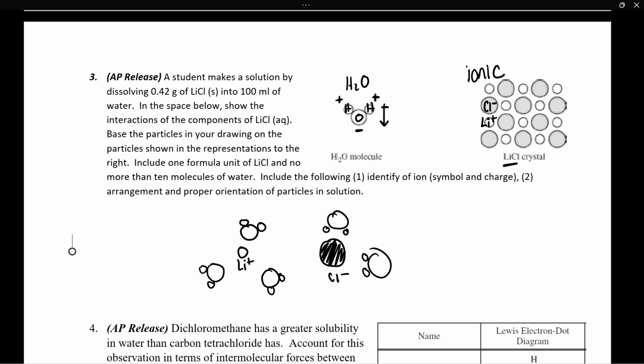And I think it told us we had to have one formula unit. So one formula unit means, in this case, one lithium, one chlorine. This is what we call a formula unit. It's the word we use other than molecule, because ionic compounds don't form molecules, so we have to have some sort of name. What do we call this? We call this a formula unit.